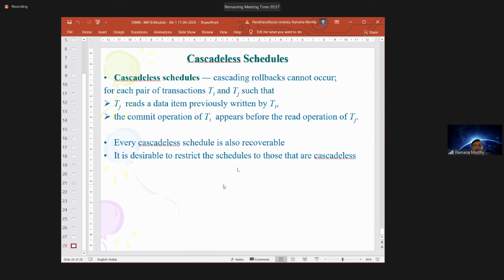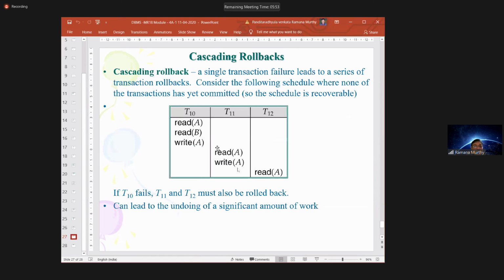Such rollbacks are called cascading rollbacks. Now, if T11 is reading a value which is confirmed by T10, which is a final value from T10, and similarly T12 is reading a value which is confirmed by T11, then any rollbacks occurring in T10, T11 or T12 will not affect the other transactions.